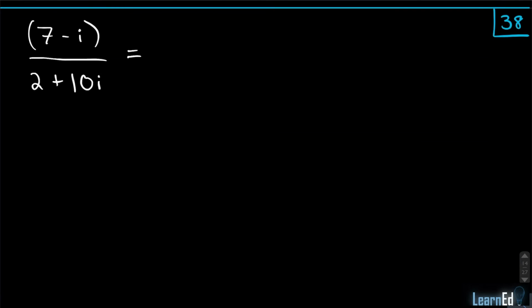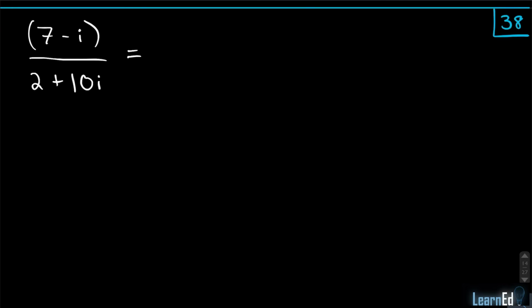Moving on to problem 38. I'm not sure if this is something that you have definitely done. I know a lot of college algebra courses incorporate different things, but if you have divided complex numbers before, this is definitely a good problem for you. The idea with dividing complex numbers, and for this problem we have 7 minus i over 2 plus 10i, is that what we want to do is multiply by the complex conjugate on top and bottom. And it's the complex conjugate of the denominator. Let me write that down to make it crystal clear.